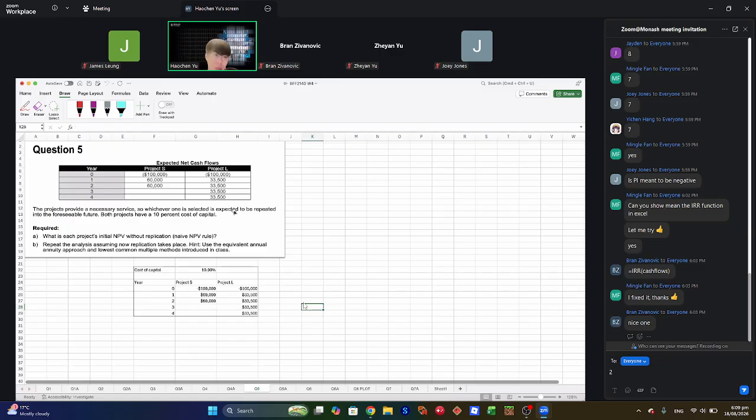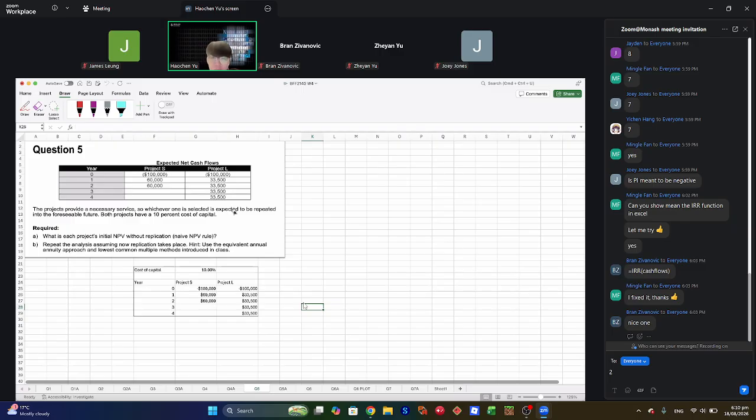This is the problem we have here, and this is the problem we have in practice. When you are given different projects with different lives, different durations, we need to figure out a method to give a fair comparison between them. The first part of this question is very straightforward. You are given 2 projects. We want to know the naive NPV, the initial NPV without replication, which means we do not repeat these 2 projects. I just want to know the NPV for Project S if I do it once, and the NPV for Project L if I do it once.